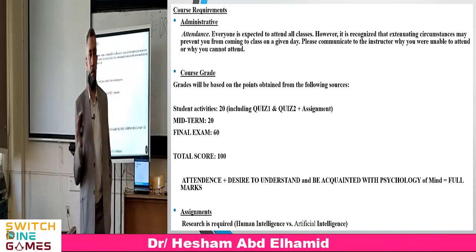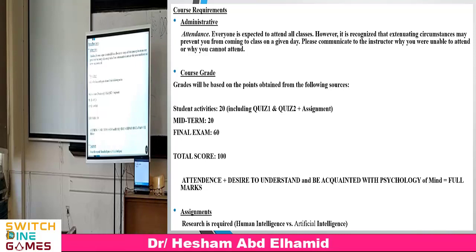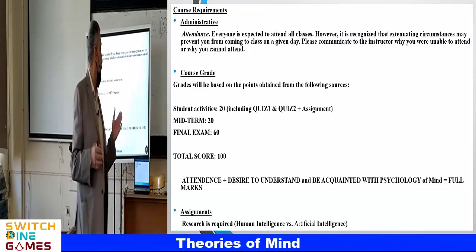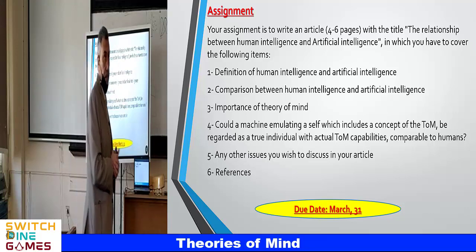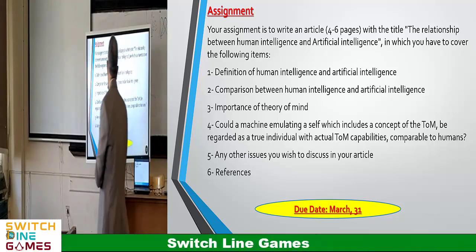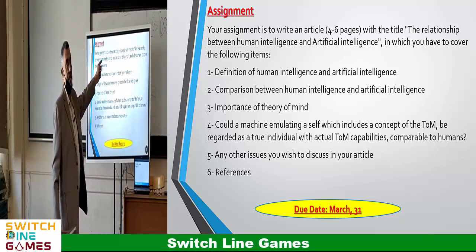Let me recap what we said before. In the previous lecture, number one, we said that we have assignments, and the assignment will be: what is the relationship between human intelligence and artificial intelligence.